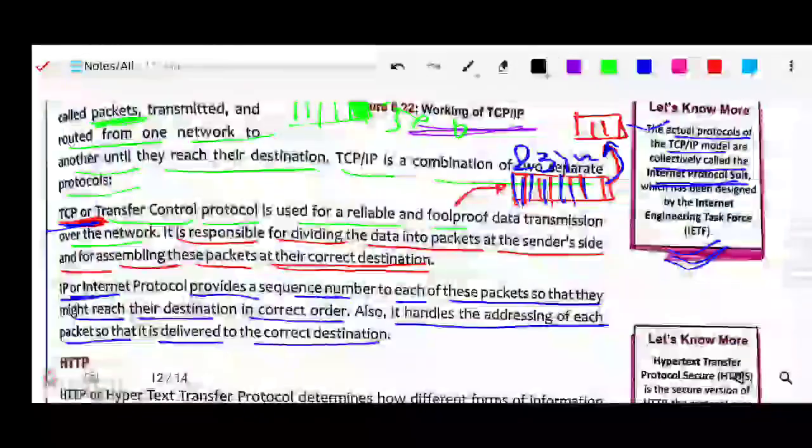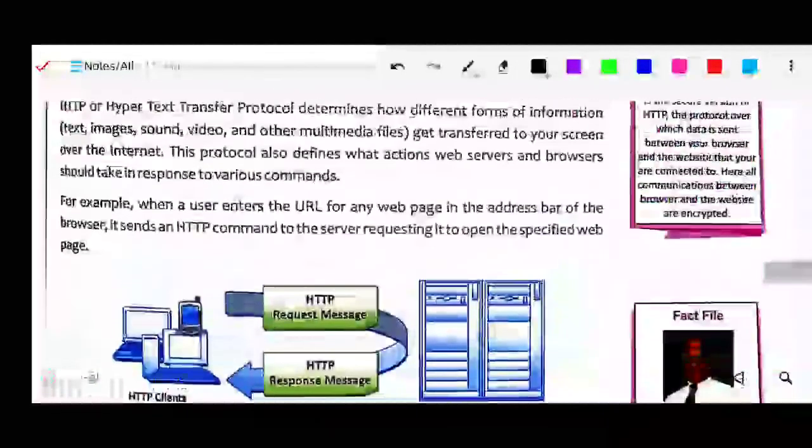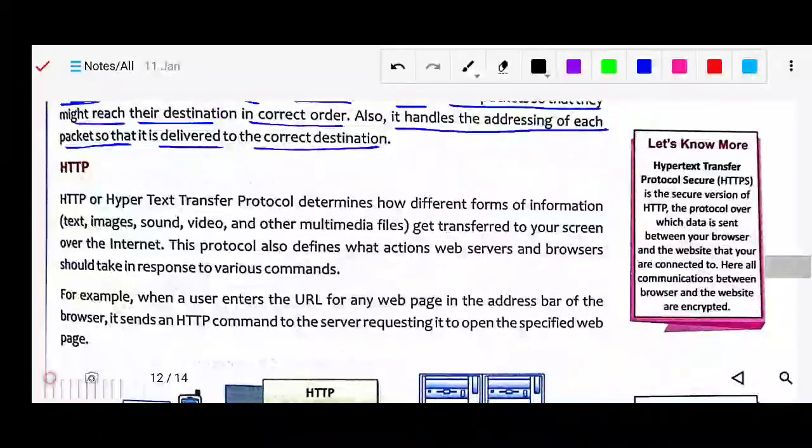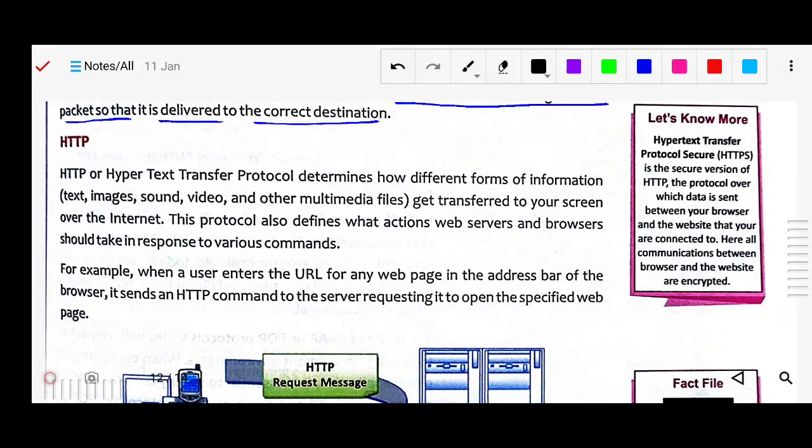Next is your next type of protocol, which is the HTTP protocol. HTTP, or Hypertext Transfer Protocol, determines how different forms of information, text, images, sound and other multimedia files, get transferred to your screen over the internet.